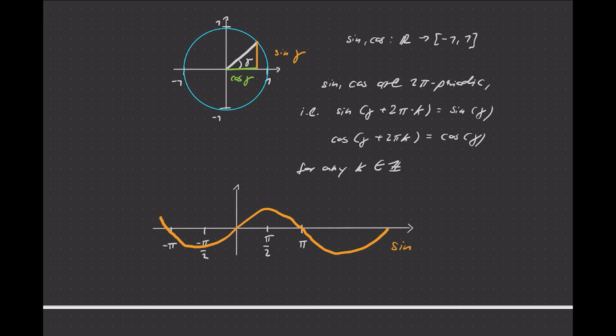And the cosine function looks almost the same. The difference is it starts at 1 and then it starts to decrease as this gamma rotates. So here it reaches a value of 0. Then it goes into the negatives here. And so on. So that starts at 1. Reaches 0 here. Goes to -1 here. 0 here, and so on. So that's roughly the cosine function.